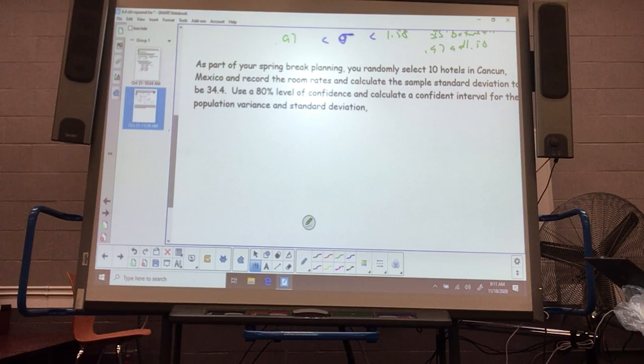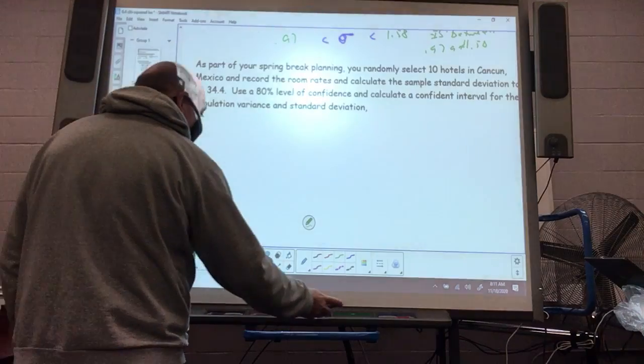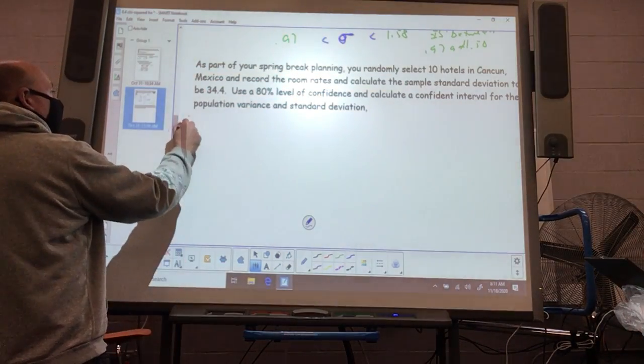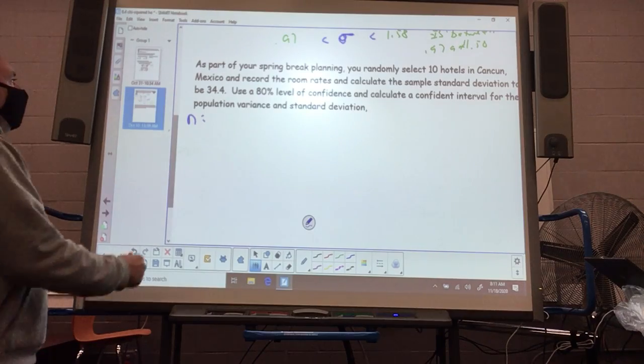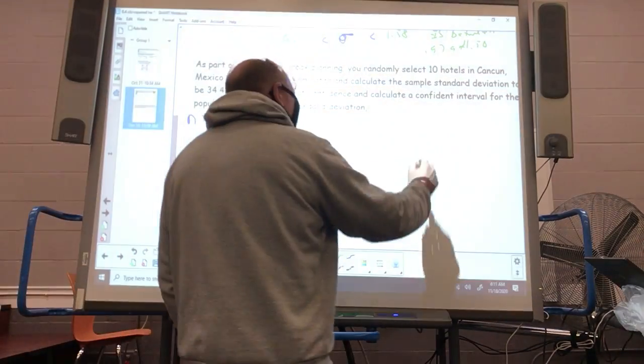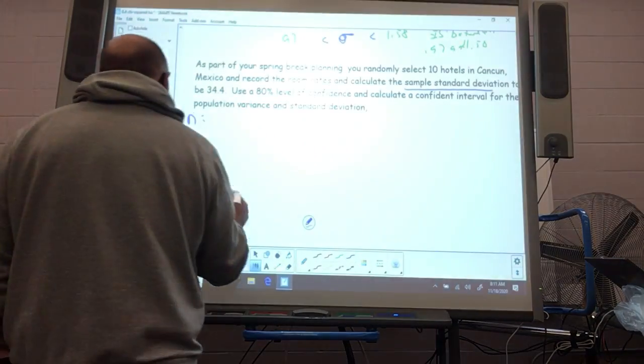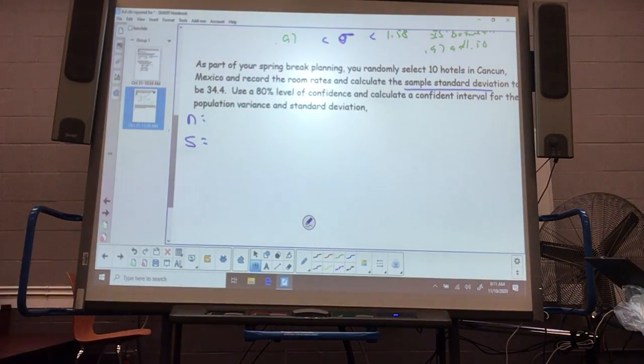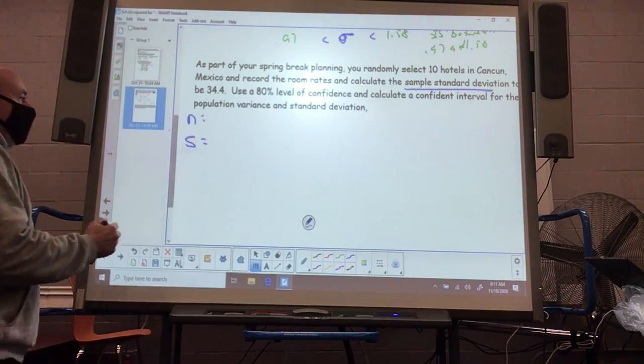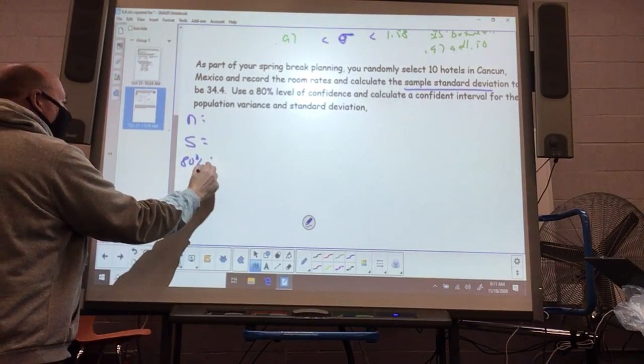As part of spring break planning, you randomly select 12 hotels in Cancun, Mexico, and record the room rates and calculate the sample standard deviation to be 34.4. Use an 80% confidence interval and calculate the confidence interval for the population variance and standard deviation. What does N equal? Once again, we are given the sample standard deviation, so we're given S here. Sometimes you'll be given the variance. You have to watch.